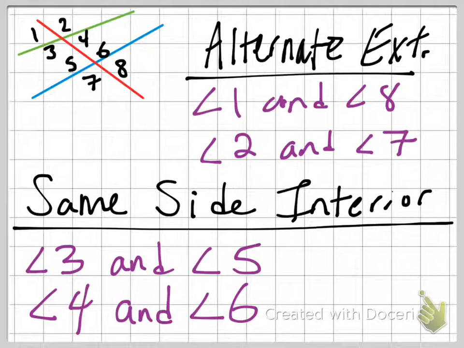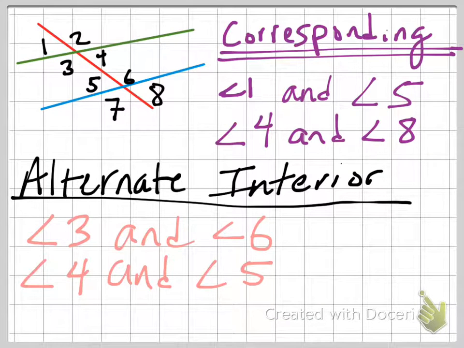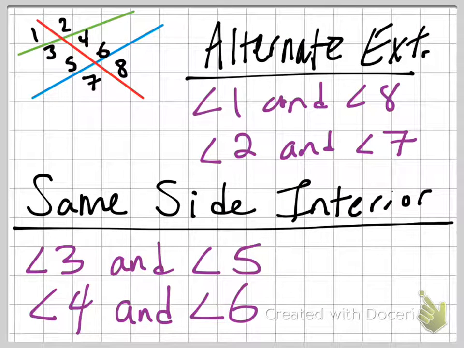So corresponding angles are in matching positions, alternate interior angles alternate on the inside, alternate exterior angles alternate, again switching, on the outside of the two lines, and same side interior angles are inside the lines, but on the same side of the dividing transversal.